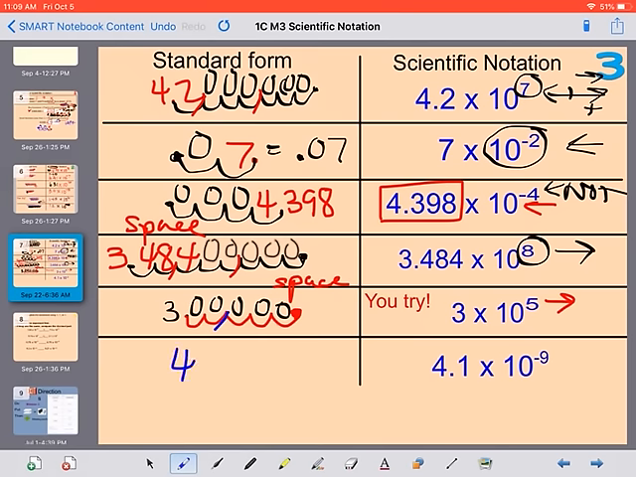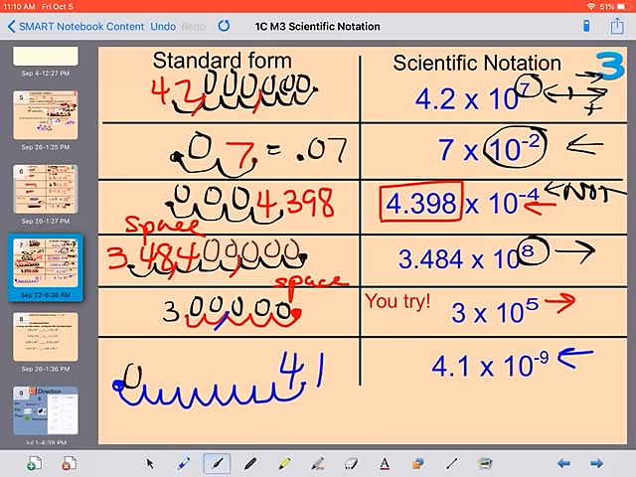Last one, we have 4.1. I'm going to actually move this on the right side here because we're dividing by 10 9 times. It's a negative number. We're going to the left. We're making it smaller. We're dividing by 10. 1, 2, 3, 4, 5, 6, 7, 8, 9. That's where our decimal is. Fill in all of our loops with zeros. Because each time we divided by 10, we have 0.00000, all those zeros, then 1. That is our answer.